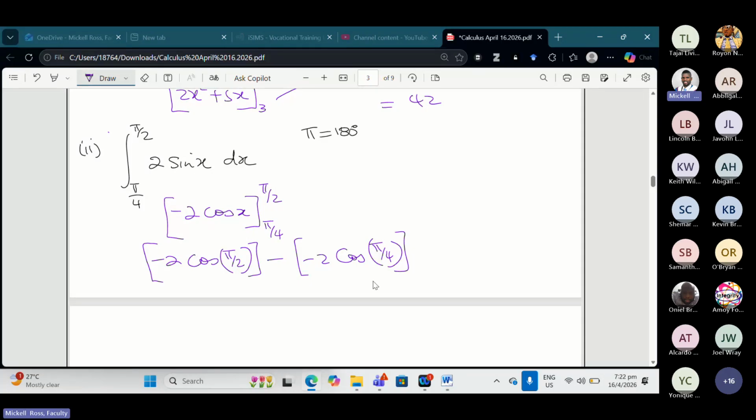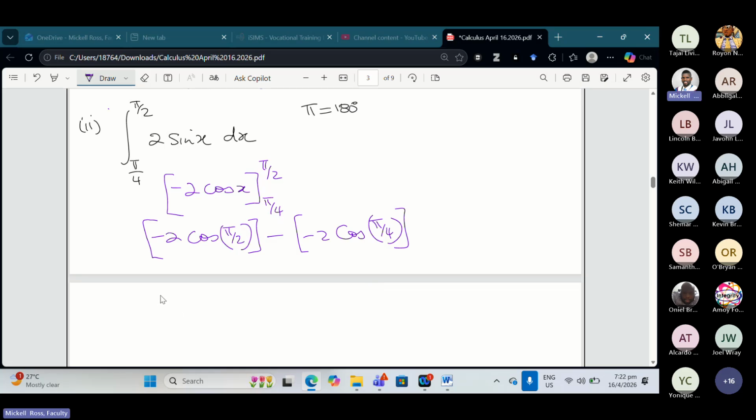Cos of 90 degrees, you should know it out of your head, but if not, you can use a calculator. What is cos of 90 degrees? 0. So the cos of 90 degrees is going to give us a 0. So what we're going to have here is negative 2 times 0 minus, what is the cos of 45 degrees? Well, I should have asked you. So pi over 4 is 45 degrees. All right. So what is cos of 45 degrees?